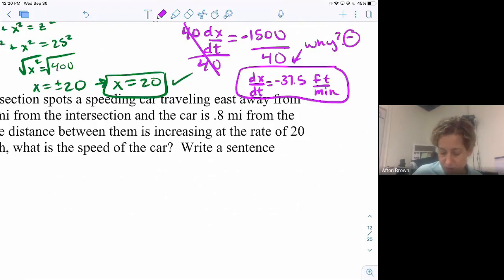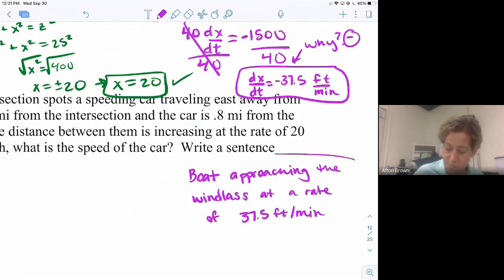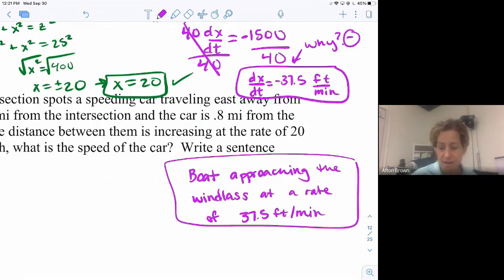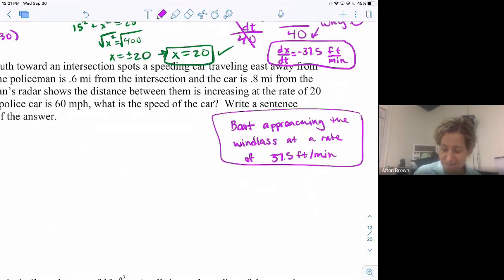But I would say in this, and I'll be maybe a little bit more explicit, I'll say the boat is approaching, and you can say this in a few different ways, is approaching the dock, or I guess they're calling it the windlass, at a rate of 37.5 feet per minute. This would be acceptable. I didn't say the word negative. I didn't say the word decreasing, but I said approaching. So that would be acceptable.